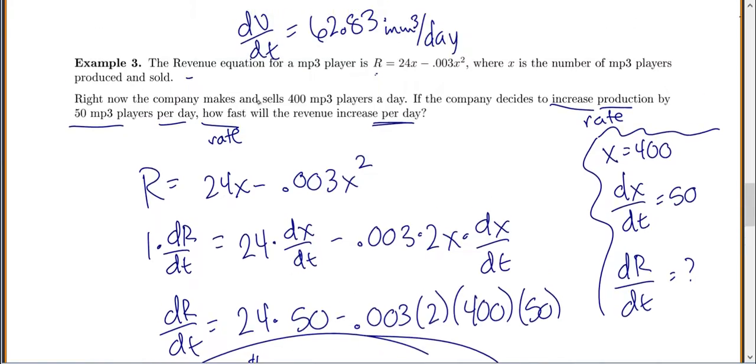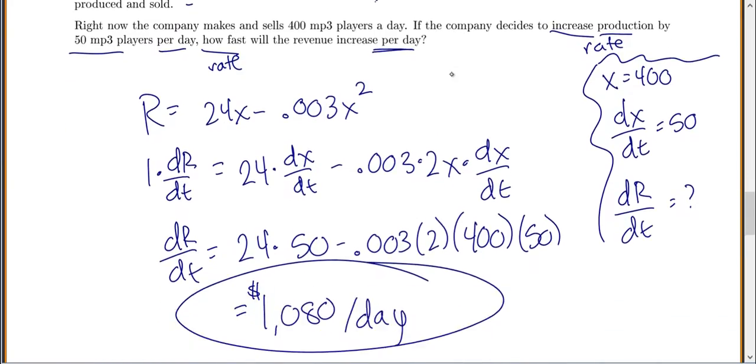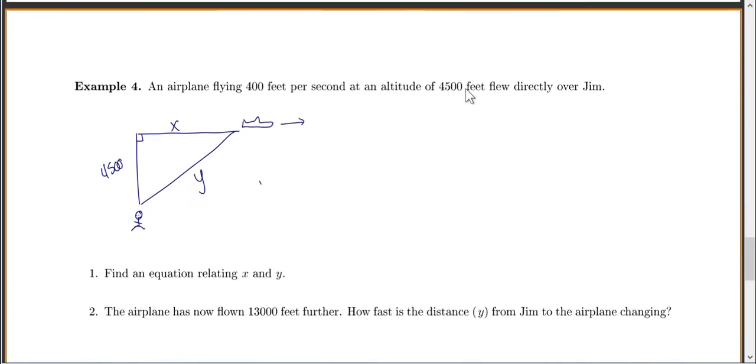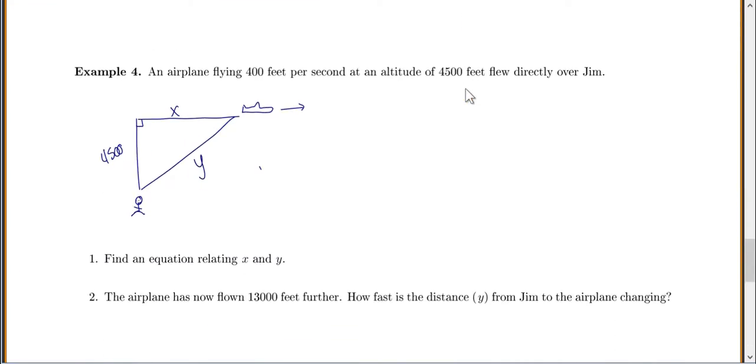So those were some simple problems where they gave me my equation. Sometimes, though, they won't give you the equation. You have to come up with it first. So let's see. We have an airplane flying 400 feet per second at an altitude of 4,500 feet, and it flew directly over Jim. So I've drawn a little sketch here. Here's my person. The airplane was up 4,500 feet. The airplane is going this way.